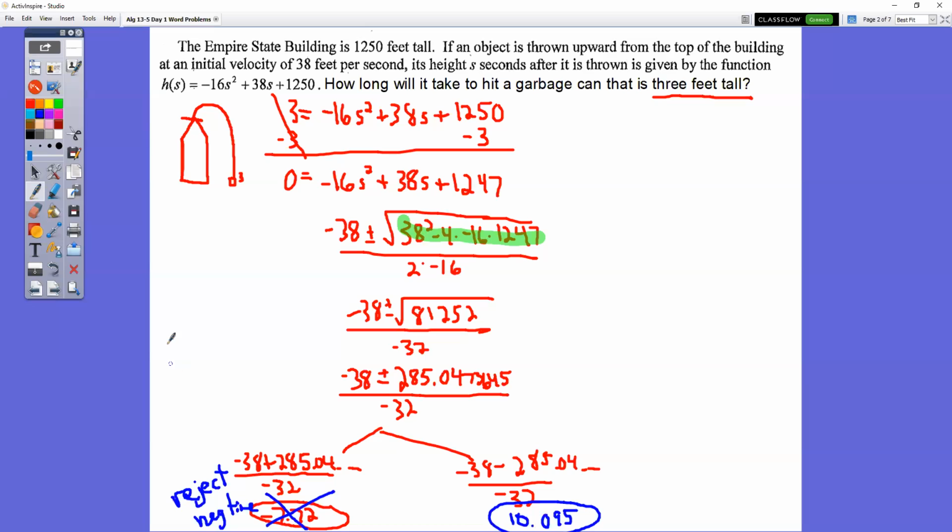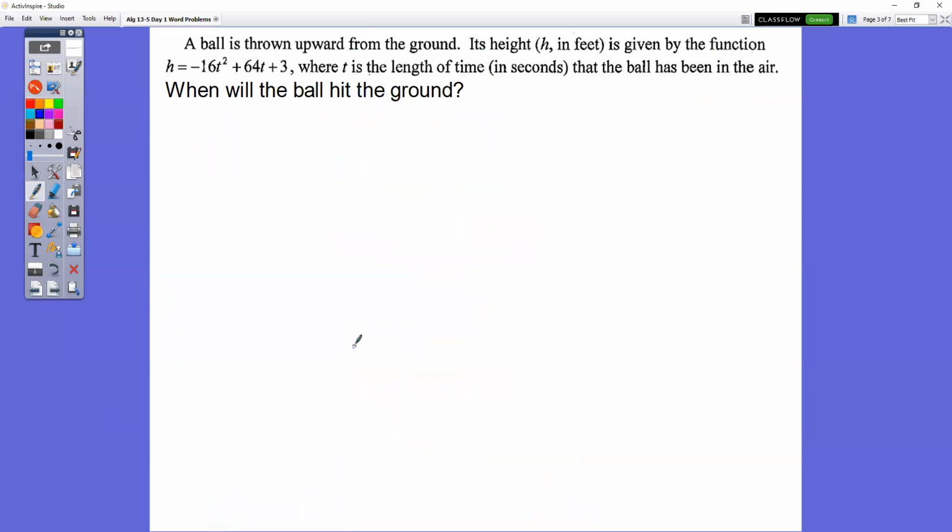That is our answer. So it's going to take 10 seconds when you throw this object off the top, and it goes all the way down until it reaches the height of the garbage can at 3 feet. It's going to take a little over 10 seconds. On your homework today, it will say specifically what to round it to. Let me show you one more, and that's it.